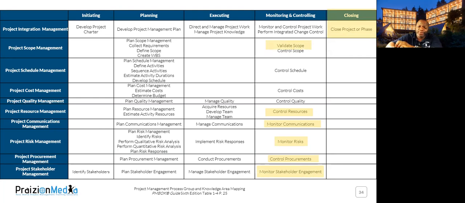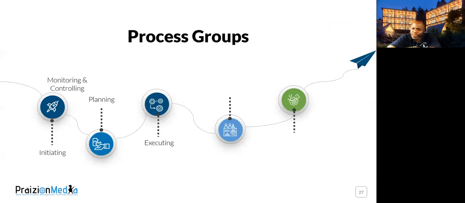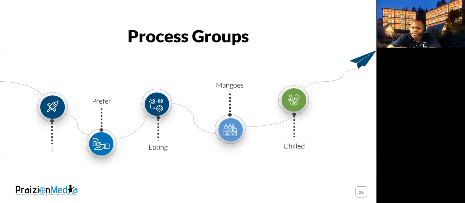And my friends, we've come to the end of our breakdown of the PMBOK guide, 6th edition, all the processes. You got to remember the overarching mindsets, the overarching mantras. We're not just creating stuff for creating sake. We're doing it to offer benefits and value, okay? You got to remember your process groups: initiating, planning, executing, monitoring and controlling, and closing. You can use this mnemonic. I prefer eating mangoes chilled, okay?